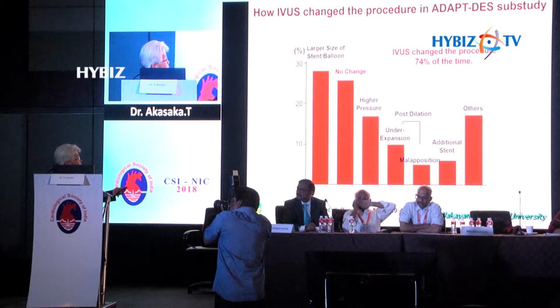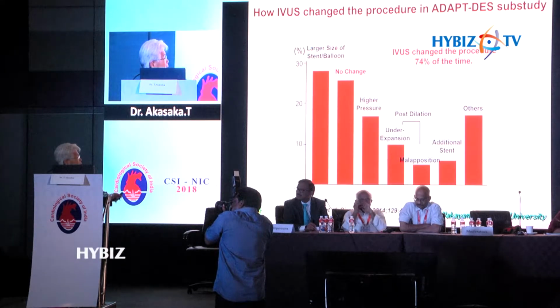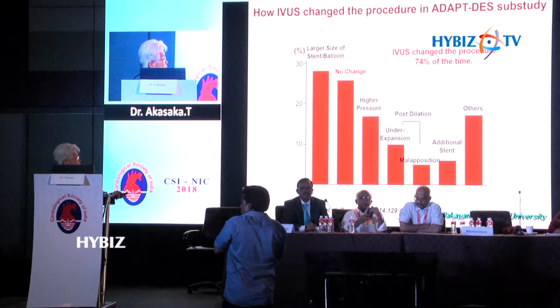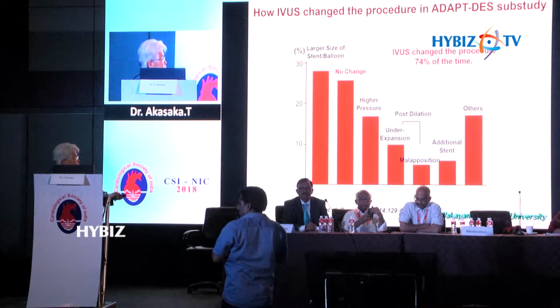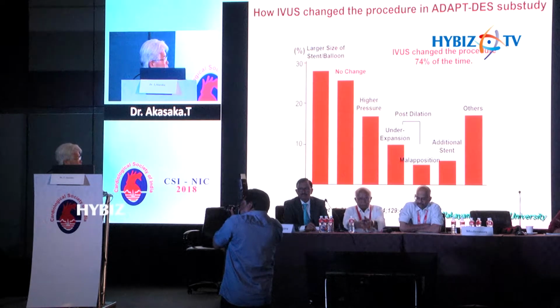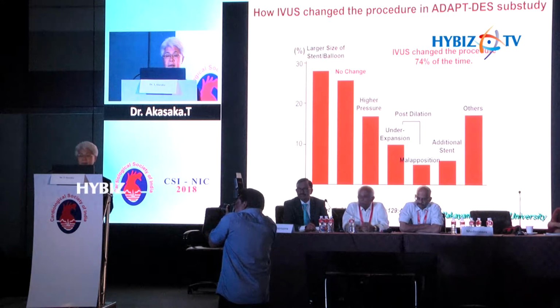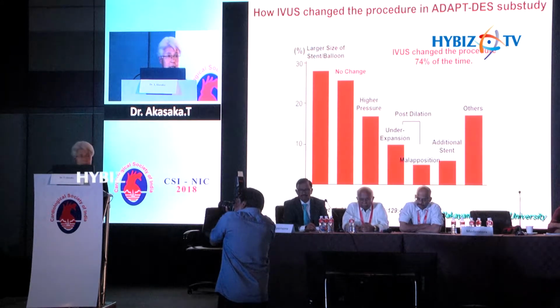If you use IVUS, we use a larger size balloon and higher pressure, and after putting in a stent, we decide on post-dilatation because of under-expansion and malposition, and we sometimes try to do an additional stent. So in nearly 75% of cases, we change the strategies based on IVUS guidance.